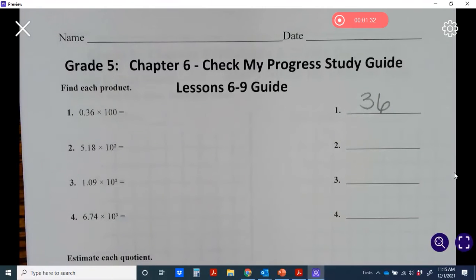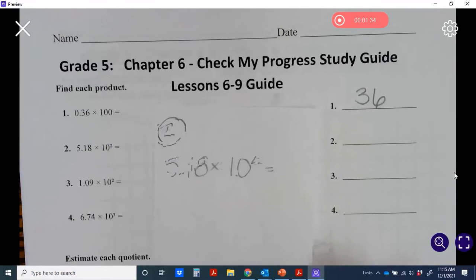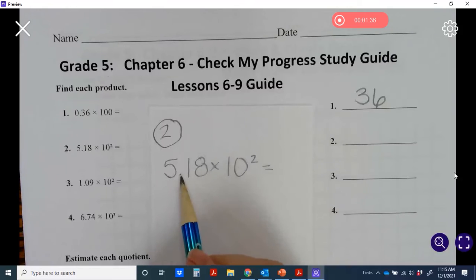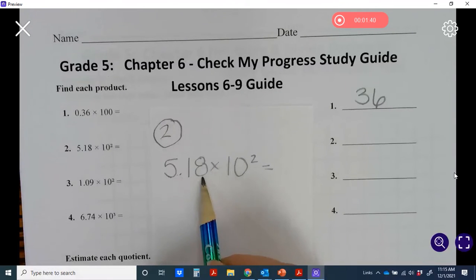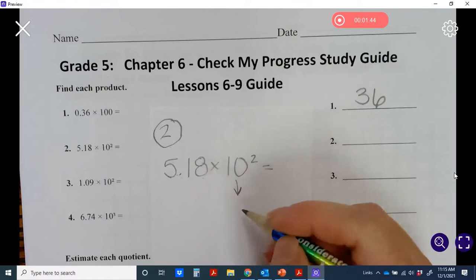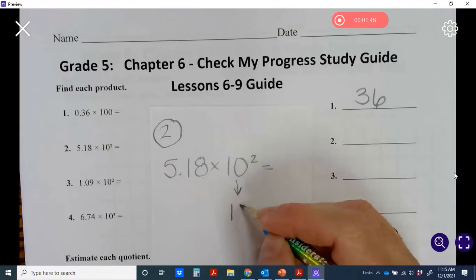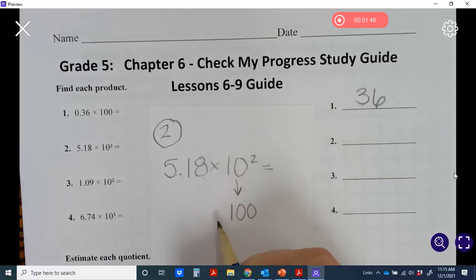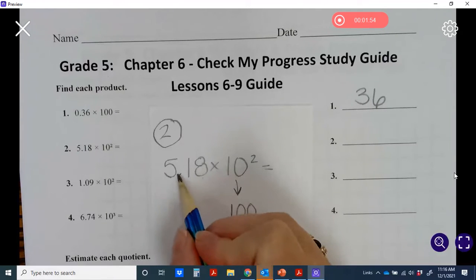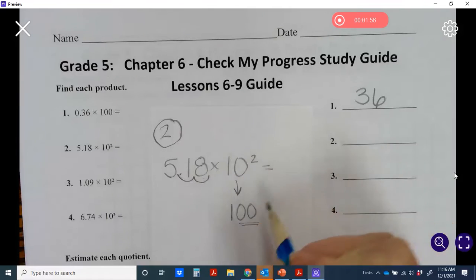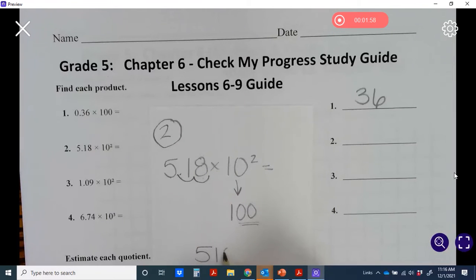Right. Question number 2. 5 and 18 hundredths times 10 to the second power. Well, 10 to the second power is a 1 with 2 zeros, which is 100. And that means we're going to be moving the decimal point over twice to the right. 1, 2. So my answer is 518.